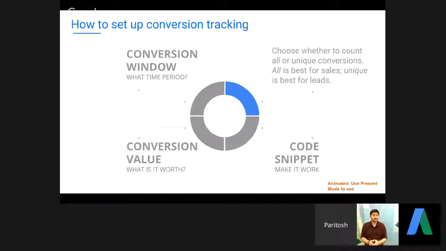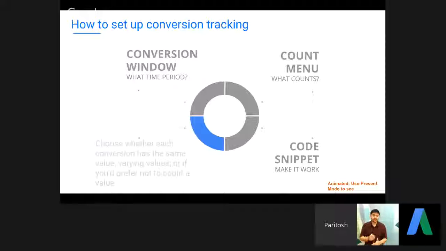But if a conversion for you is the simple filling out of a contact us form, ideally I would recommend that you count just the one conversion, because it might be possible that the consumer might have 2 questions, but he might have asked them in 2 separate forms. But at the end of the day, it's just one lead for you. So, based on what conversion you're tracking, you can decide whether to count all of them or just count the unique ones.